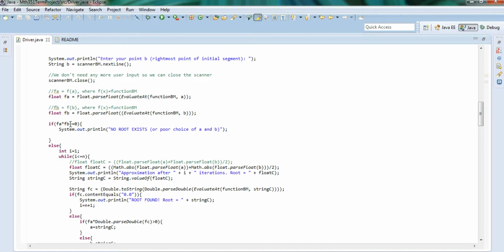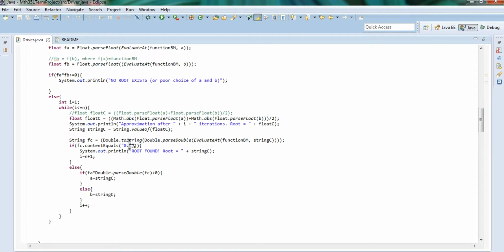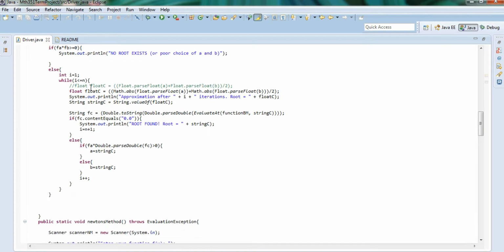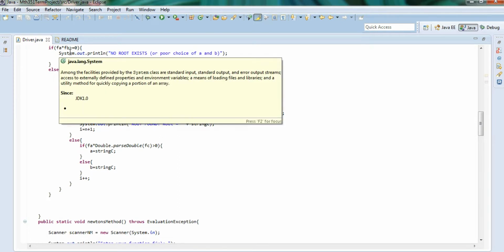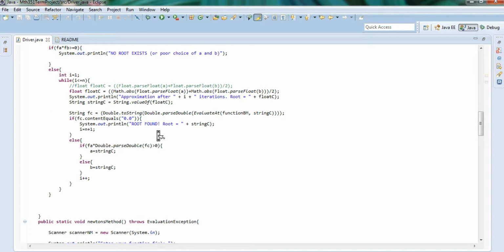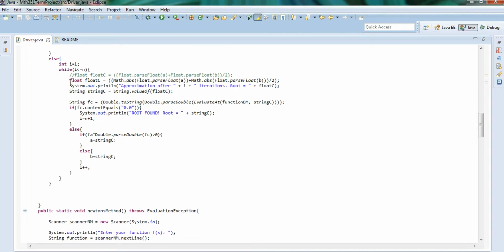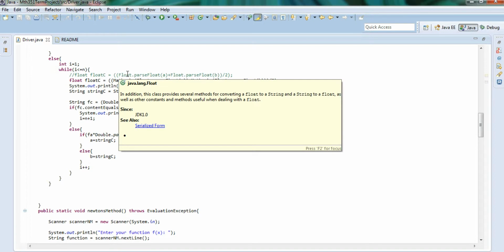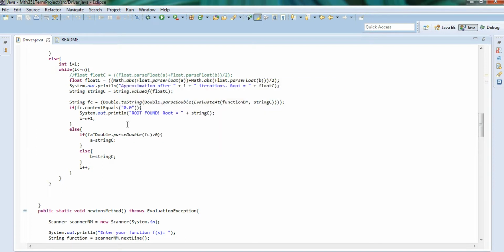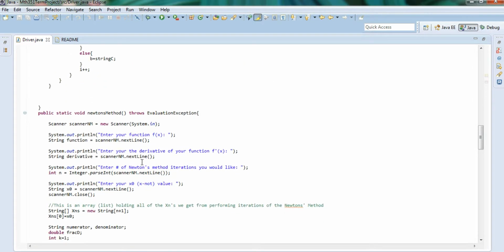If f of A times f of B isn't greater than or equal to 0, well then you have to try again. Or just kidding, if it is greater than or equal to 0, you have to try again, because you had a poor choice of A and B. Then you get down into the rest of the code. This point C is the midpoint of A and B, and f of C is the function evaluated at point C. And so it just carries on with the bisection method, and then we have Newton's method down here.